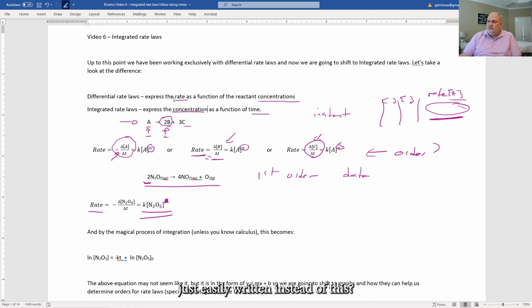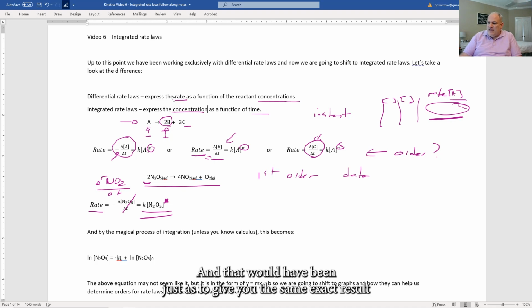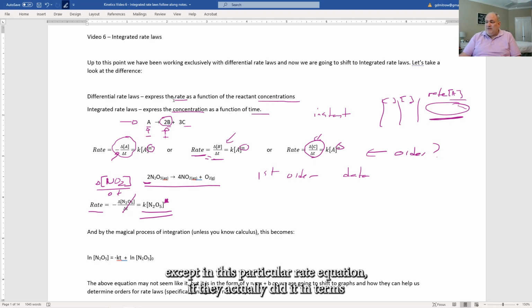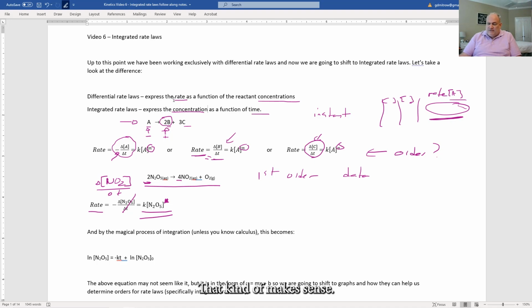But do you realize they could have just as easily written, instead of this, the change in NO2 concentration over the change in time? That would have given you the same exact results, except in this particular rate equation, if they actually did it in terms of NO2, because there's a 4 in front of this and there's a 2 here, NO2 will appear twice as fast as the N2O4. That kind of makes sense.